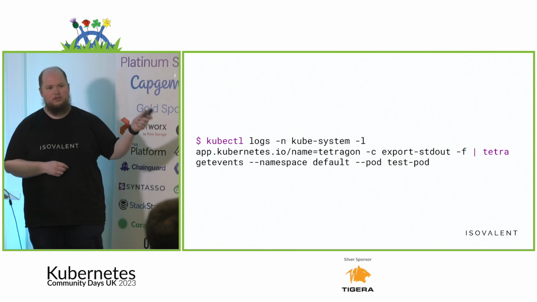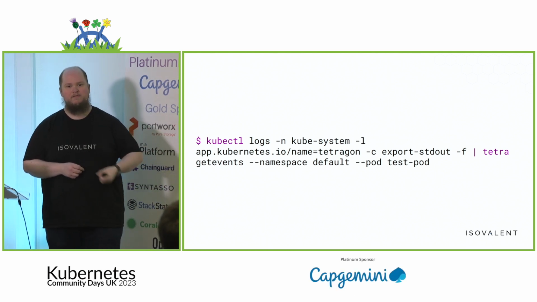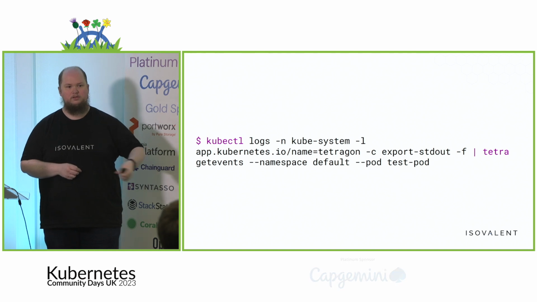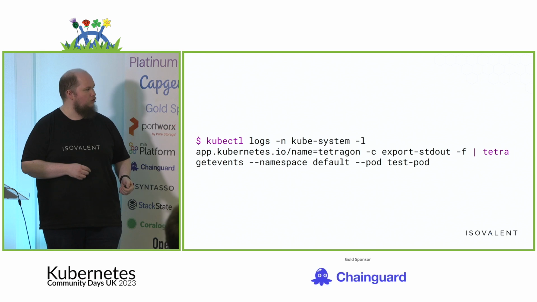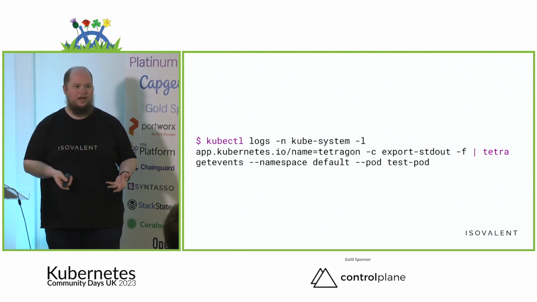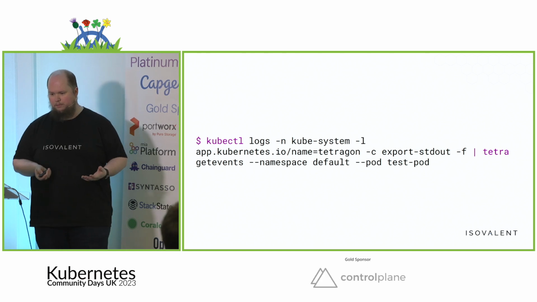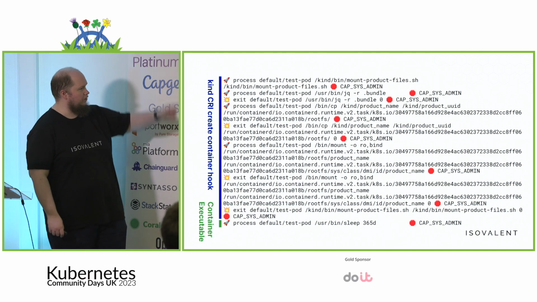That container is a special extra container in part of Tetragon that will output all the events as JSON blobs to the log file so you can see them more easily. And then there's a local command line utility called Tetra, which allows you to parse that into a slightly nicer to see way. So that's what we're going to do. If I run this in my local cluster, what do I get? Well, I get all of this.